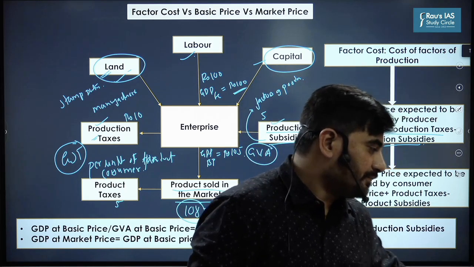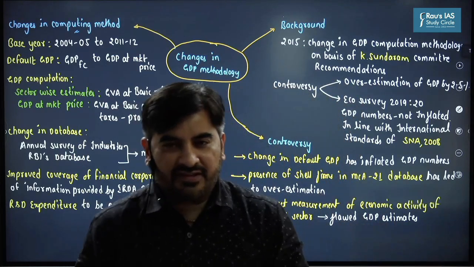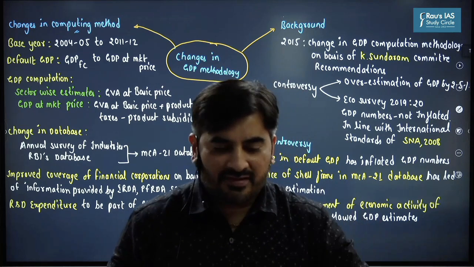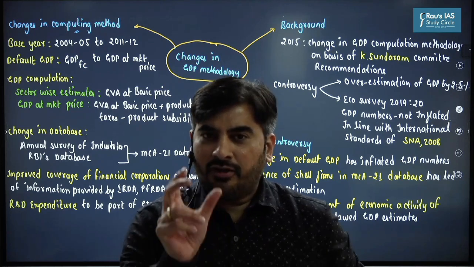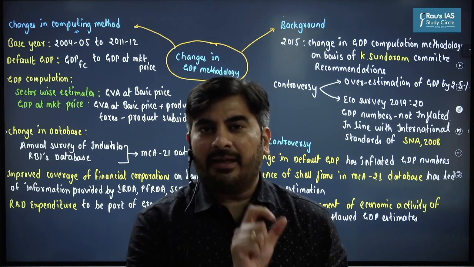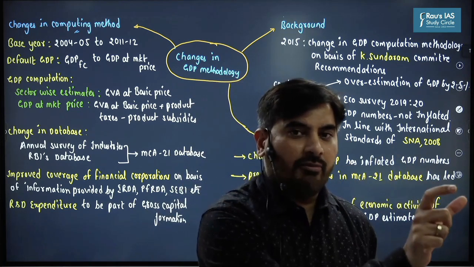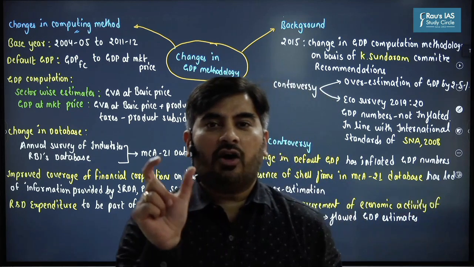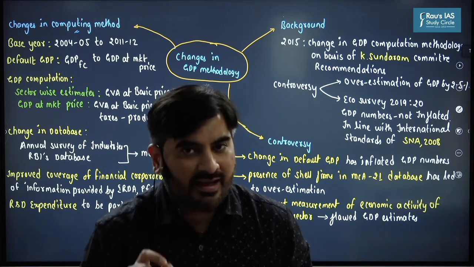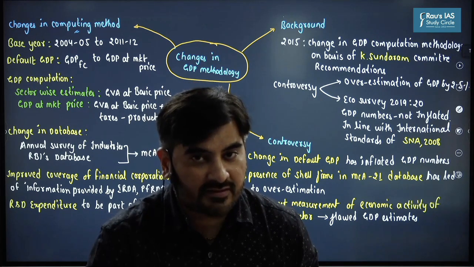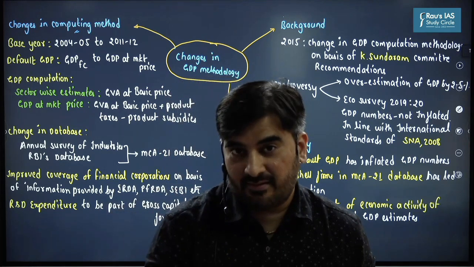Second point is with respect to the MCA 21 database. Now, this is quite interesting also. As I said earlier, in order to capture the economic activity in India, in order to measure the production of goods and services, we used to rely on the Annual Survey of Industries. But now we are relying on the MCA 21 database. Some of the economists have highlighted that there are flaws, there are problems in the MCA 21 database.